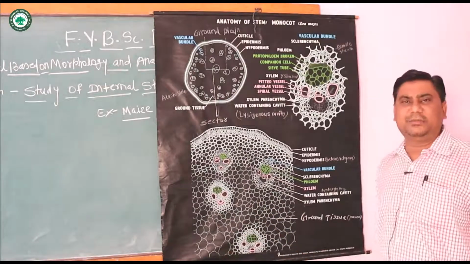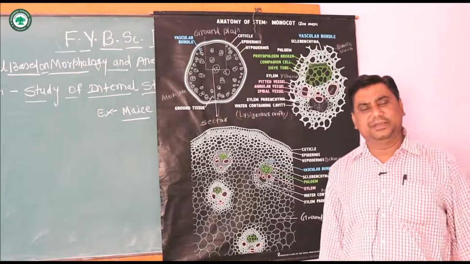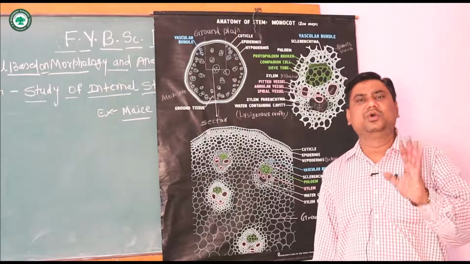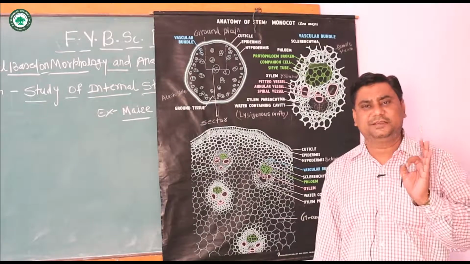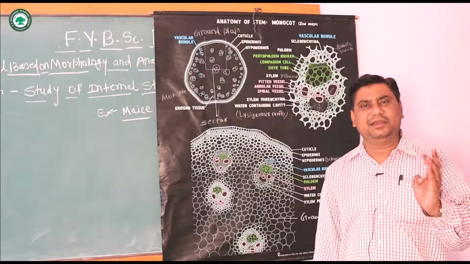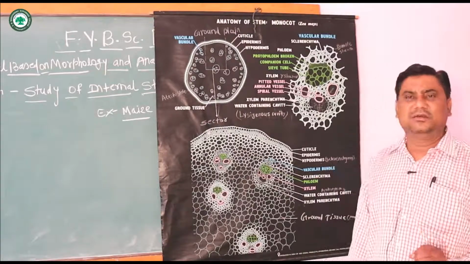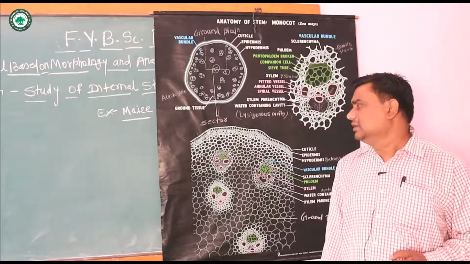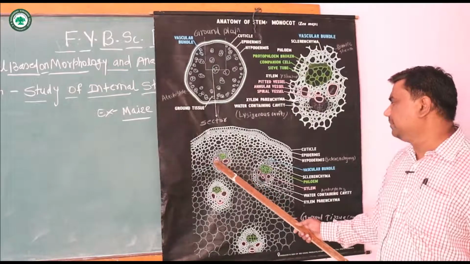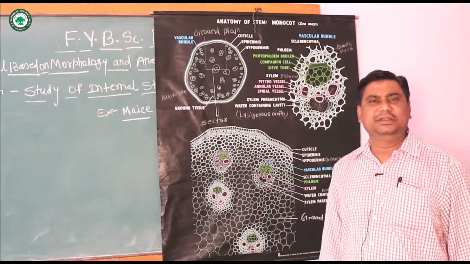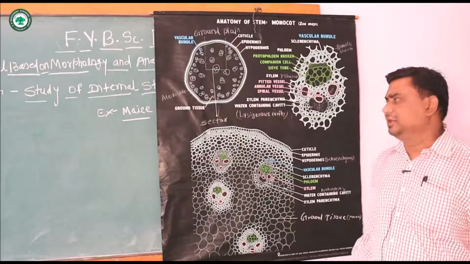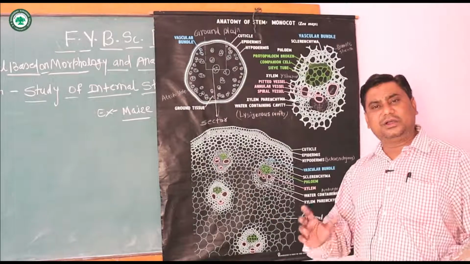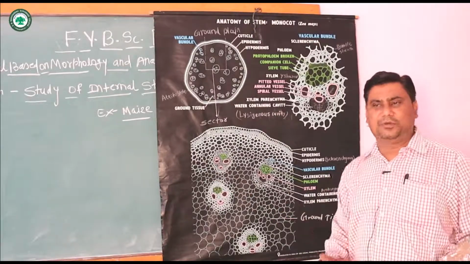Then about the vascular bundle. In the case of the monocot stem, the vascular bundle is conjoined, collateral and closed type. Always keep this in mind: conjoined, collateral and closed type. Why do we call it the closed type of vascular bundle? Because of the absence of the cambium ring or cambium strip in between the xylem and phloem in the vascular bundle. So we call it the closed type of vascular bundle.